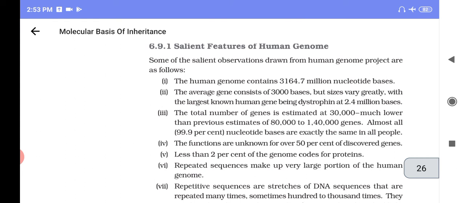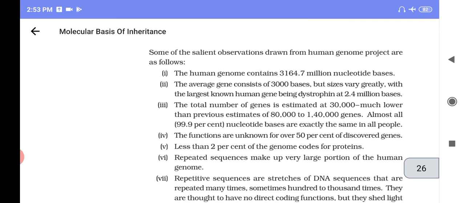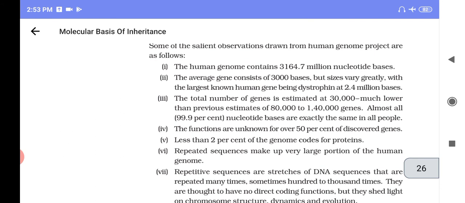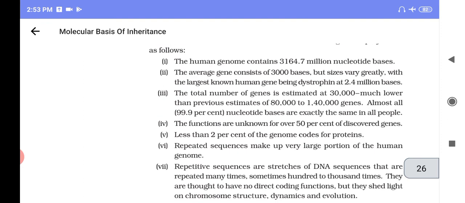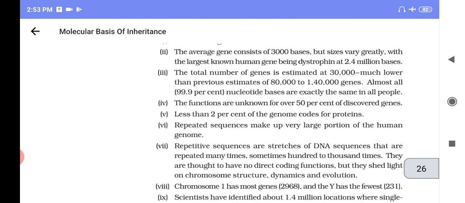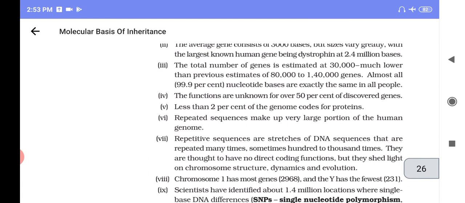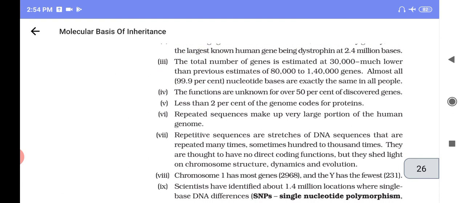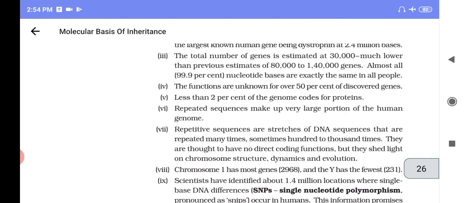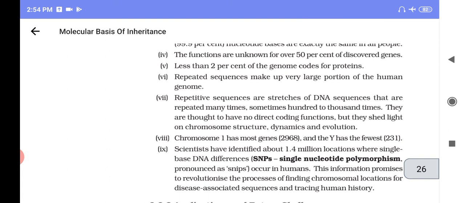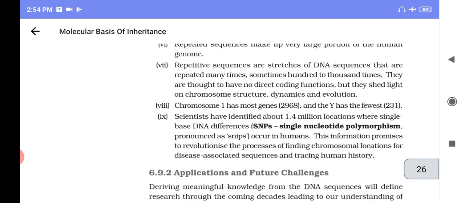Almost all, 99.9%, nucleotide bases are exactly the same in all people. The functions are unknown for over 50% of discovered genes. Less than 2% of the genome codes for proteins. Repeated sequences make up very large portions of the human genome. Repetitive sequences are stretches of DNA sequences that are repeated many times, sometimes 100 to 1000 times. They are thought to have no direct coding functions, but they shed light on chromosome structure, dynamics and evolution.